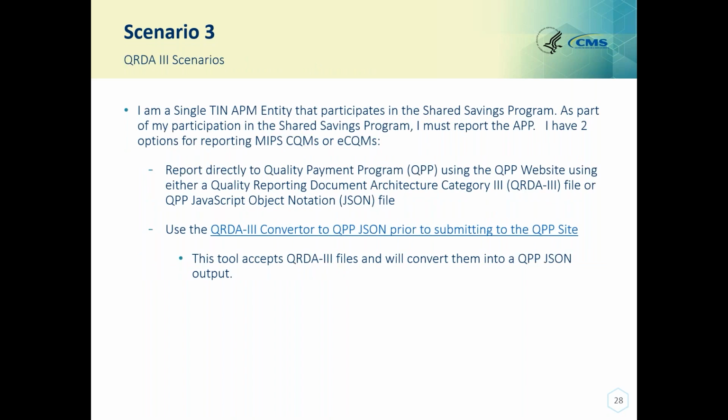All right, this is the third scenario, again, taken directly from our public-facing documents that are available in the APP toolkit. So this particular example is a singleton APM entity that participates in the Shared Savings Program. As part of their participation in the program, they must report the APP, and this just states that they have two ways of doing so for reporting the MIPS CQMs. They can report directly to QPP using the QPP website and by uploading a QRDA III file, or by uploading a QPP JSON file. Also, there's the ability to convert your QRDA III file into a JSON format. And we have resources available that walk you through the process of doing that. Next slide.